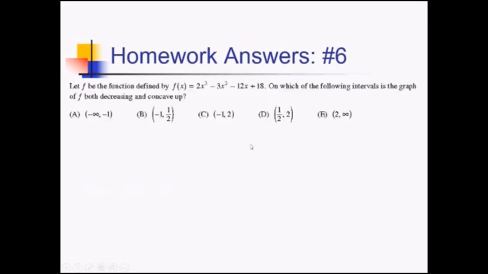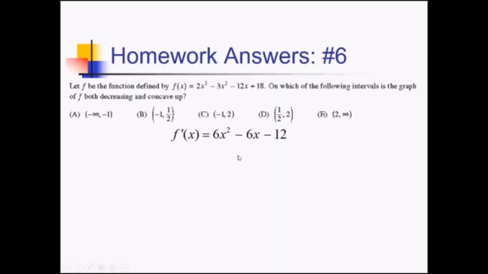For this problem, our function is defined as this cubic polynomial. We want to know where the graph of this thing is decreasing and concave up. So we're going to have to do 2 levels of sign analysis. We need the first derivative to figure out the increasing versus decreasing part, second derivative for the concavity. So let me start by getting f prime. That'll be 6x squared minus 6x minus 12, and then that 18 becomes a 0.